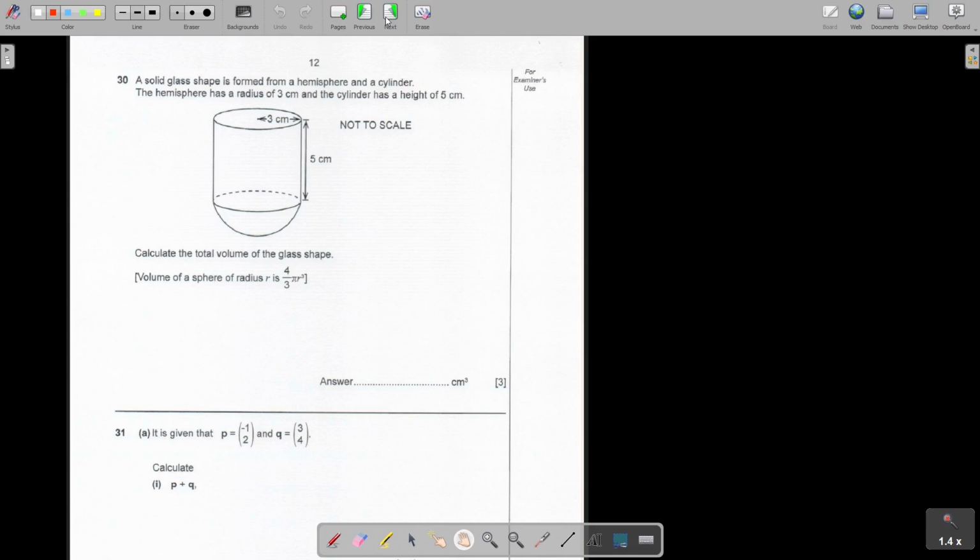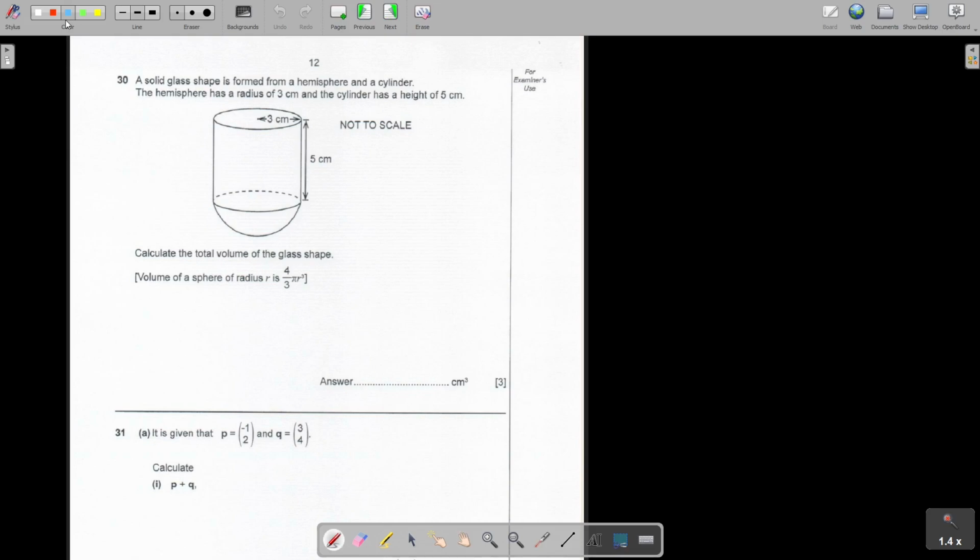A solid glass shape is formed from a hemisphere. Remember a hemisphere, and you can see it from the picture, is a half sphere, and a cylinder. The hemisphere has a radius of 3 and the cylinder has a height, and they show you nicely everything on the picture. Otherwise, draw a picture. Now, calculate the total volume of the glass shape.